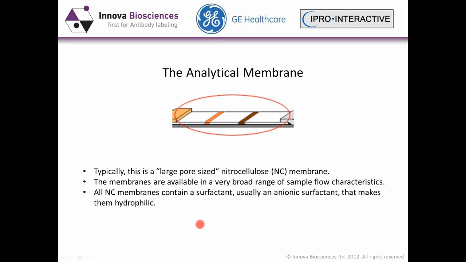The next step is the liquid enters the analytical membrane. Typically, we talk about what people call large pore size nitrocellulose membranes. Nitrocellulose membranes are available in a very broad range of pore sizes, which means different flow characteristics. What you should know is that all NC membranes on the marketplace contain a surfactant, usually an anionic surfactant, that makes them hydrophilic. Every membrane manufacturer uses their own surfactant, so that's proprietary. But at the end of the day, it will become part of your test system, and it will influence your antigen-antibody interaction at test and control lines.